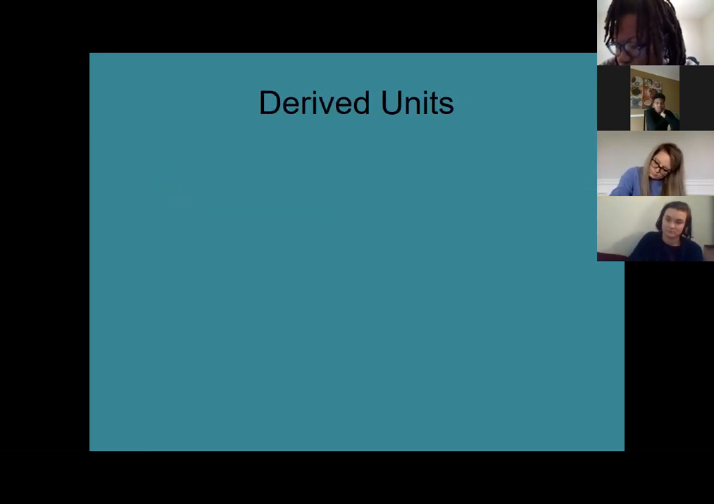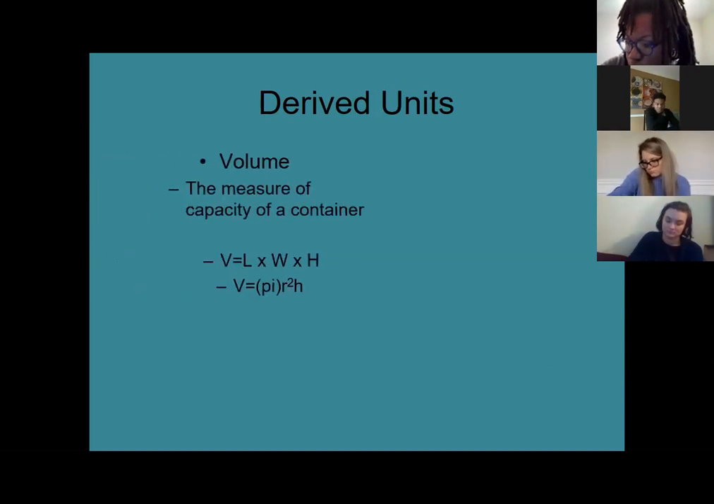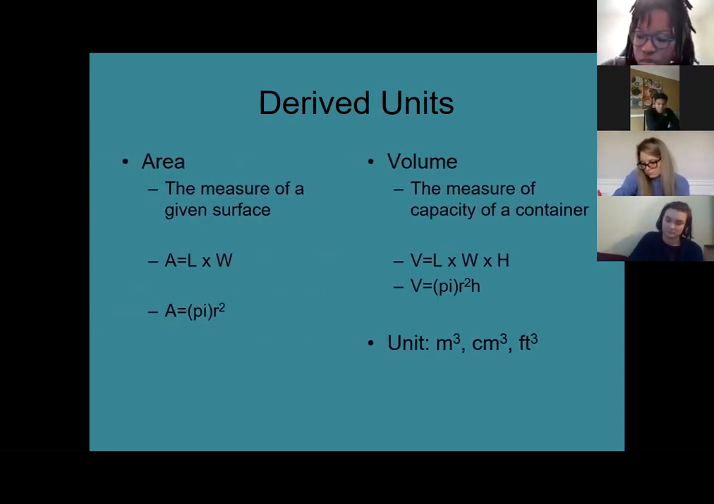So since we've talked about the fundamental quantities, now we're going to look at some derived quantities and their associated units. And we're going to start with some of the basic ones: area, volume, density and velocity. Okay, so we'll start with area.